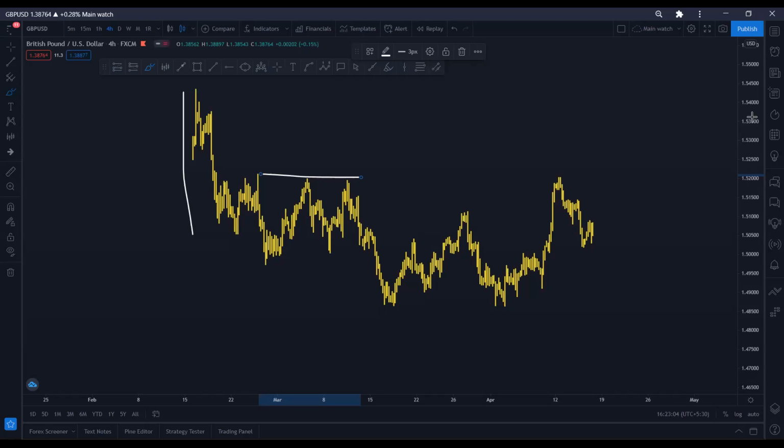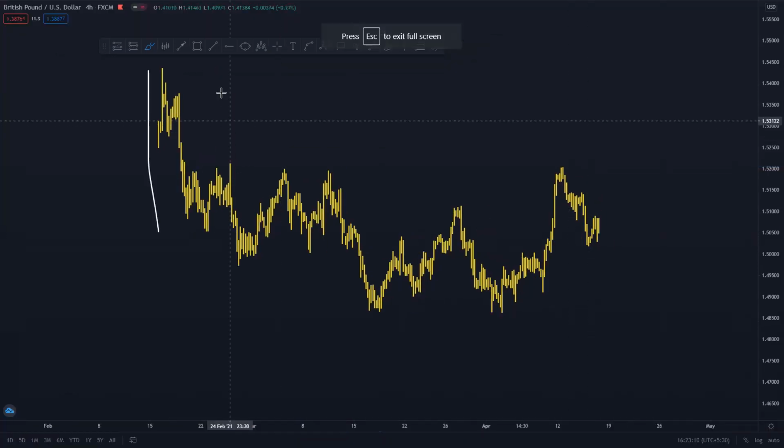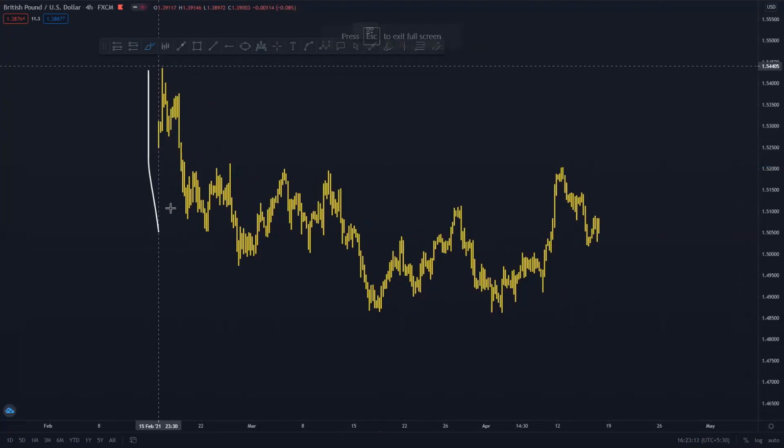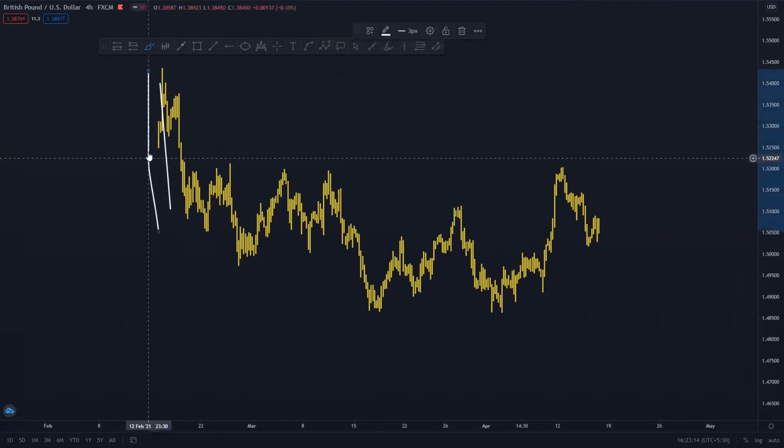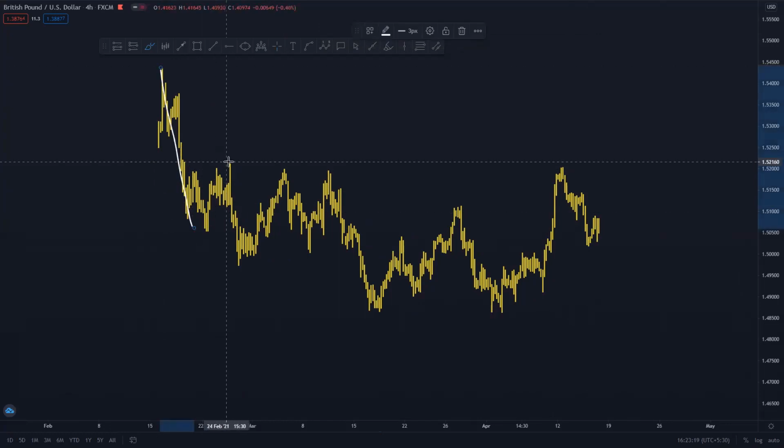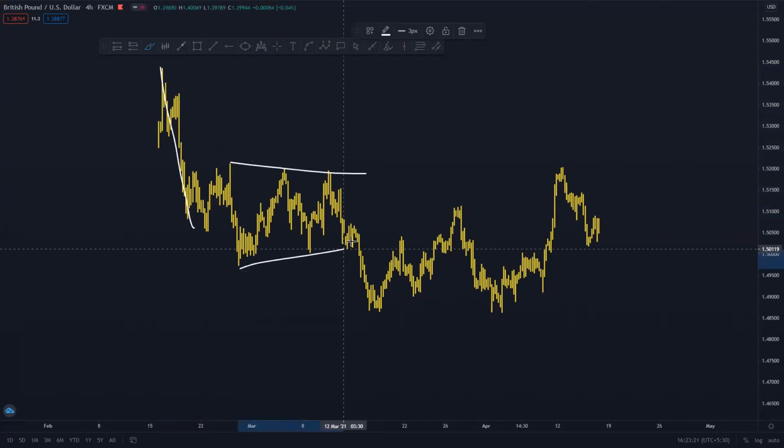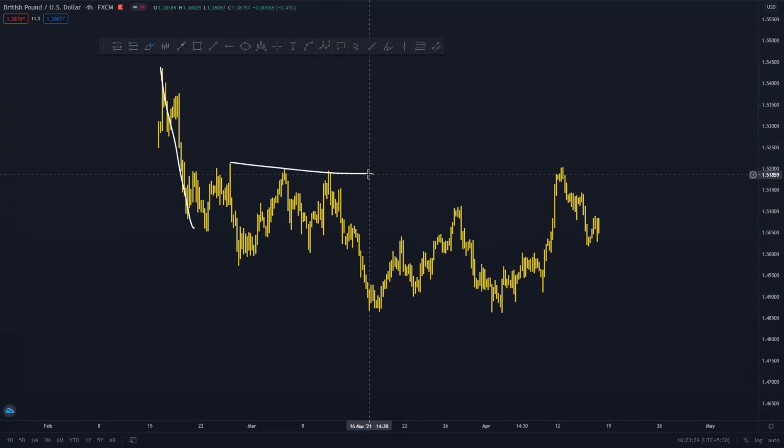Yeah, is it clear? So what I'm talking about is impulse, correction. You can see this is the impulse. Price impulsively moved down. This was a correction, and this was a continuation. This was one price action structure. Impulse, correction, continuation is one price action structure.